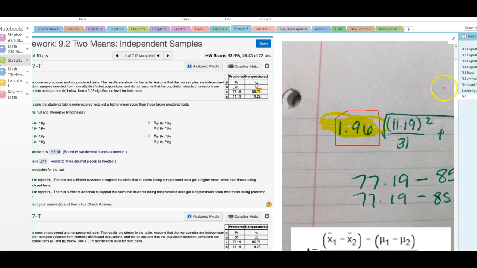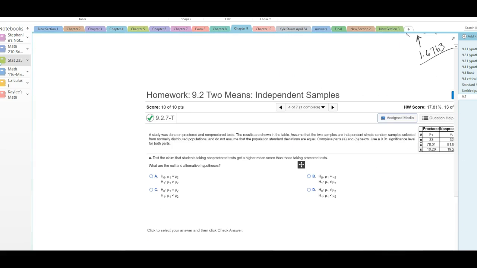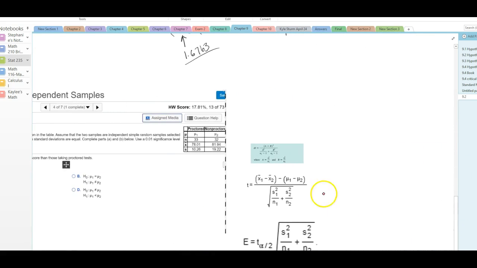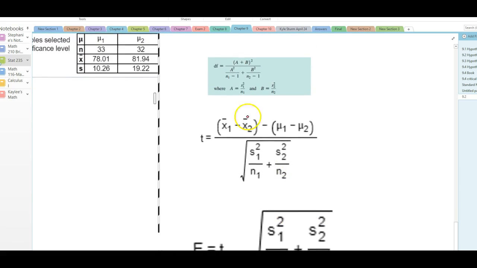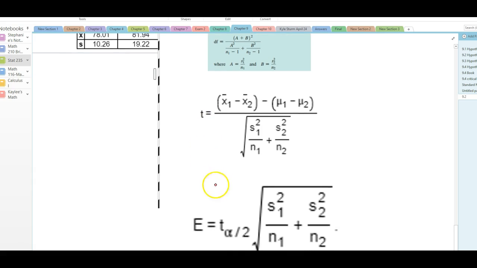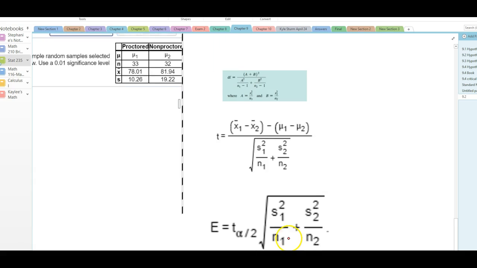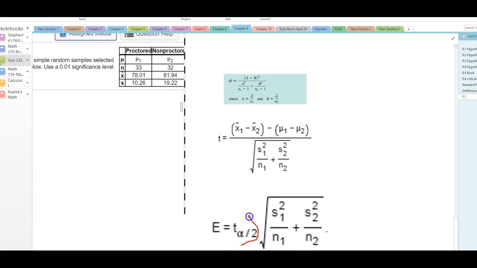So you can definitely do this by hand. Here are some of the formulas for the DF, where A and B are given here, and you can plug this in to find the DF. Calculating T is relatively simple. You're given everything you need, and then your error value is going to be similar to T, except you're going to multiply it by this T that represents the 90% confidence interval for this given problem.